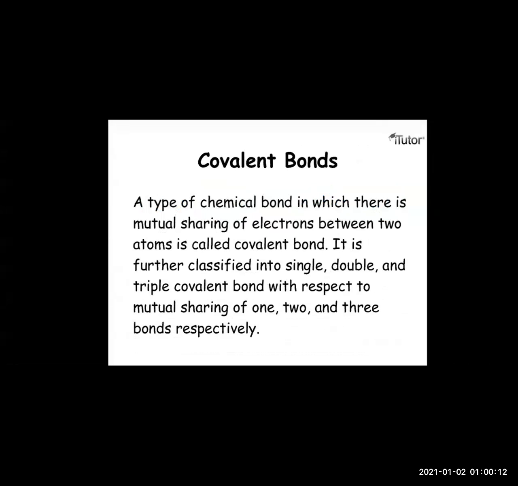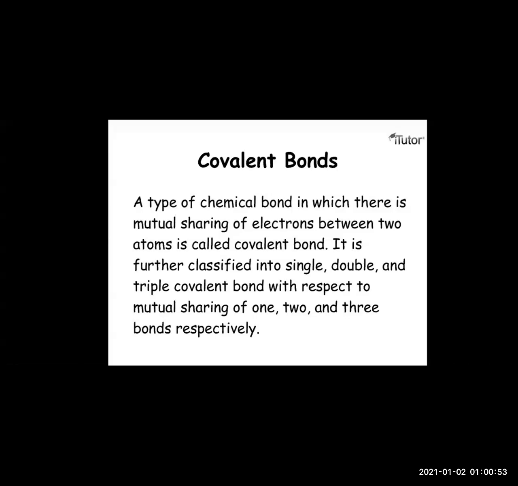So the next type of bond is the covalent bond. This covalent bond is found in the mutual sharing of electrons between two atoms. So two atoms mutually share the electrons in this bond, and this bond is known as the covalent bond. This bond can further be divided into a single covalent bond, a double covalent bond or a triple covalent bond, with respect to the mutual sharing of one, two, or three bonds respectively.